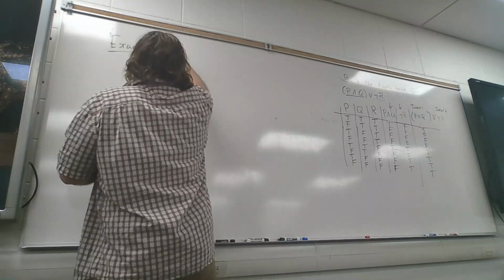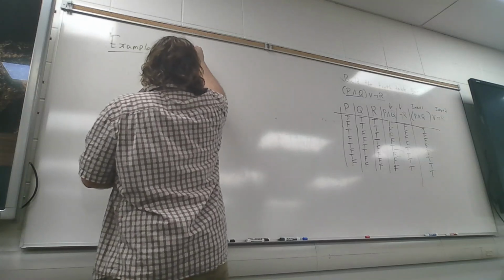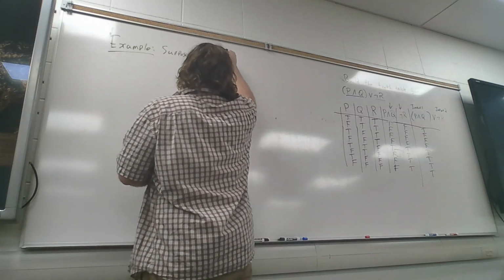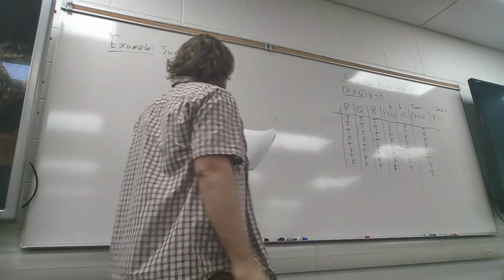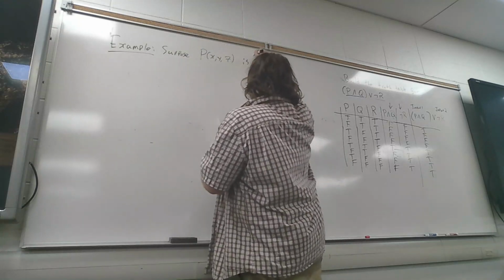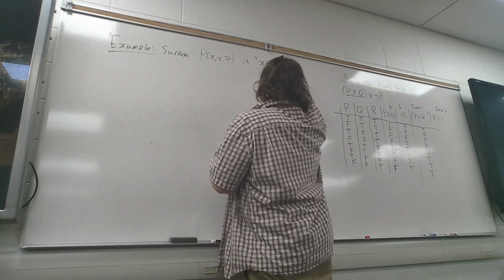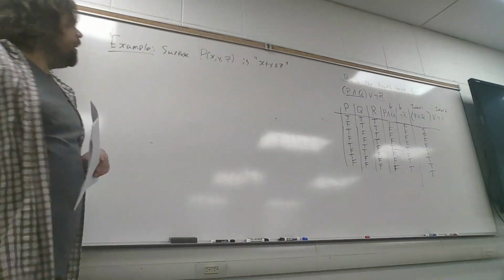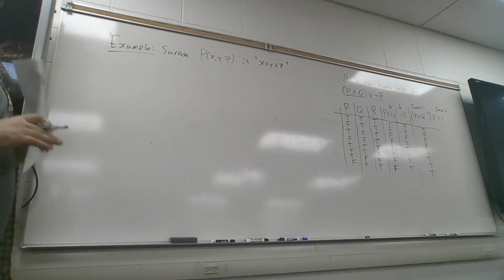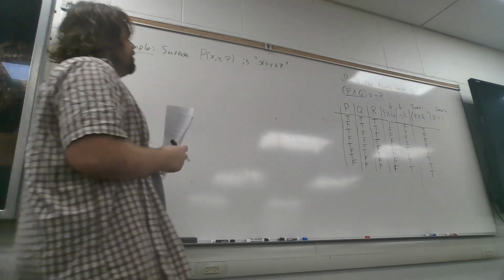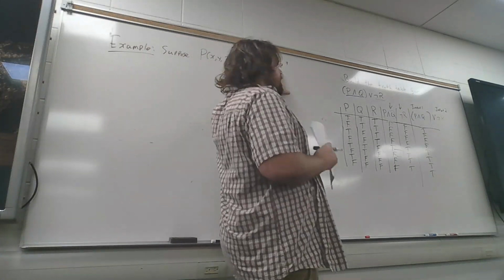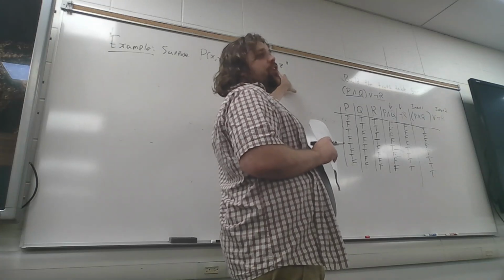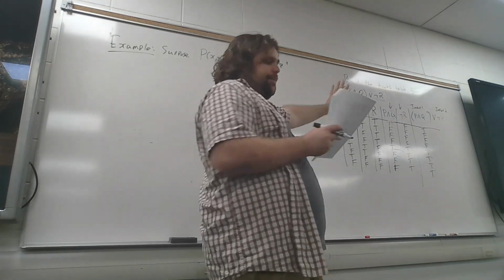Okay, so suppose we've got this statement. So this P(X, Y, Z) is that statement. That means if we plugged in choices for X, Y, and Z, we are going to get a true or false value depending on what we plug in.